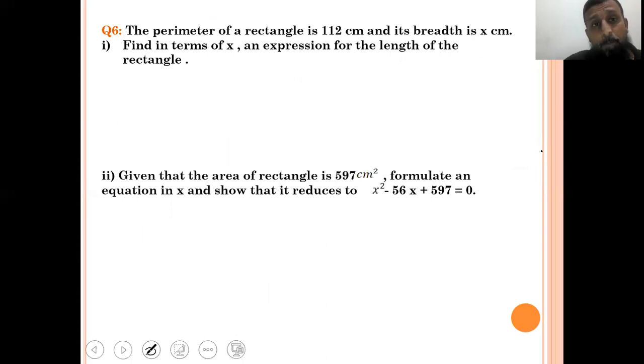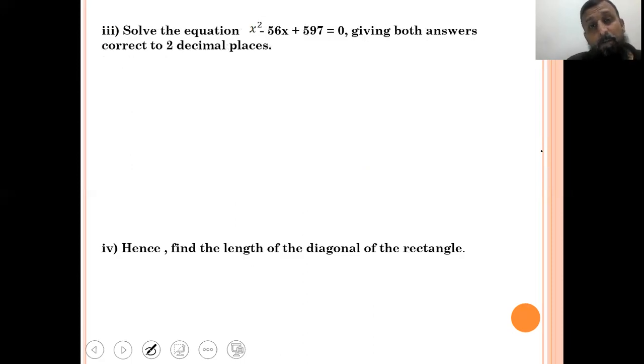Okay, now this is a word problem. The perimeter of a rectangle is 112 centimeters, and its breadth is x centimeters. Find, in terms of x, an expression for the length of the rectangle. This is part 1. In part 2, given that the area of the rectangle is 597 centimeters square, formulate an equation in x and show that it reduces to x squared minus 56x plus 597 equals 0. This is part 2 of the same question, and there are two more parts. Part 3: solve this quadratic equation, giving both answers correct to two decimal places. And part 4: hence find the length of the diagonal of the rectangle.